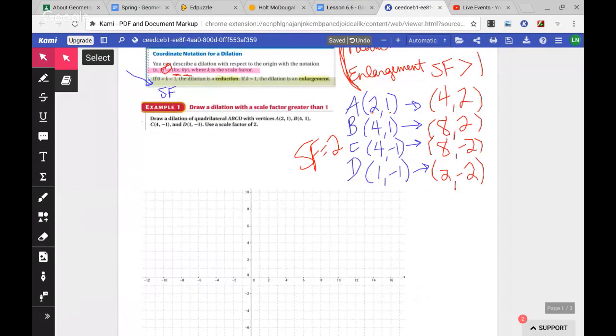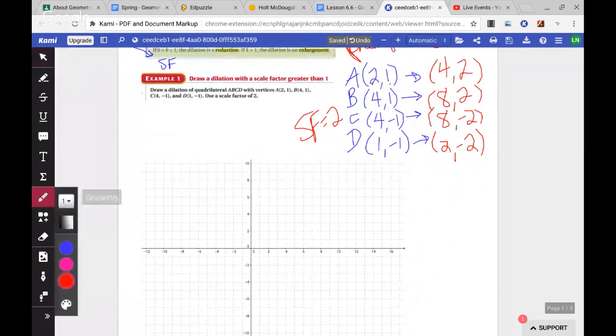It wants us to draw the dilation. A lot of times it asks you to do both. I'm just going to draw the dilation because of how the problem is worded. So I need to graph these red coordinates that I just got. So 4, 2, 8, 2, 8, negative 2, and 2, negative 2. Straight lines are not my specialty. There you go. Okay, so that's the dilation.